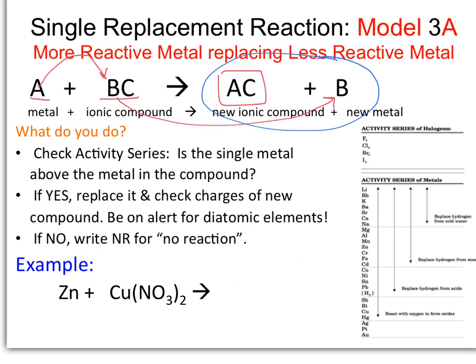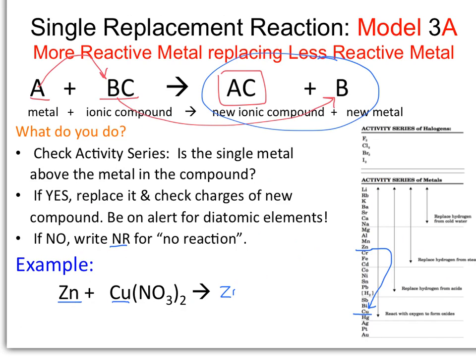We also want to be on alert for diatomic elements. If, however, the reaction cannot occur, we will write an NR on the product side. Let's take a look at this example. We've got zinc, which is a metal, trying to replace copper, which is a metal. If we look on the chart, you can see that zinc and copper are in their respective places. Zinc is more reactive than copper, so this reaction is going to take place.